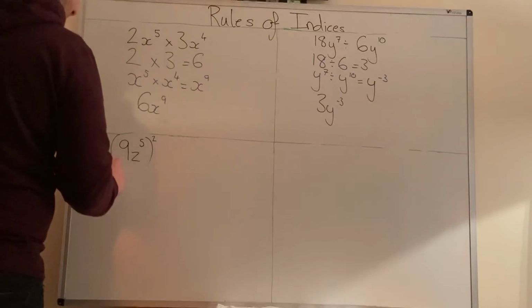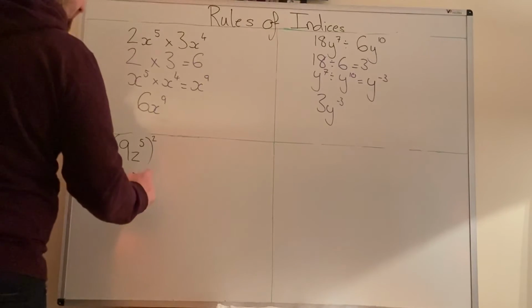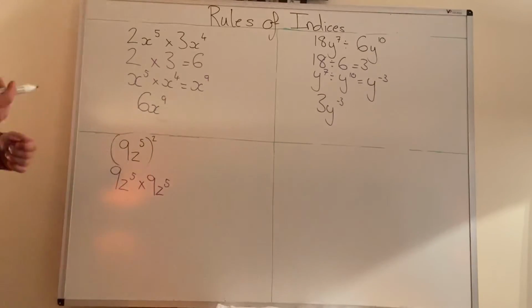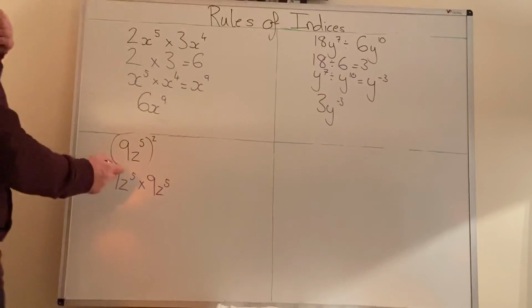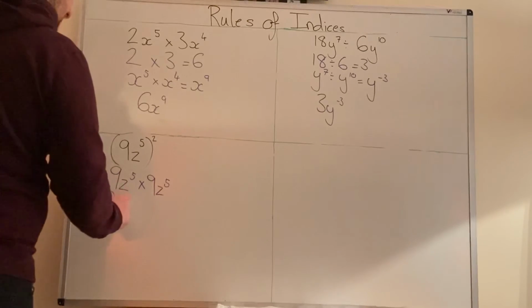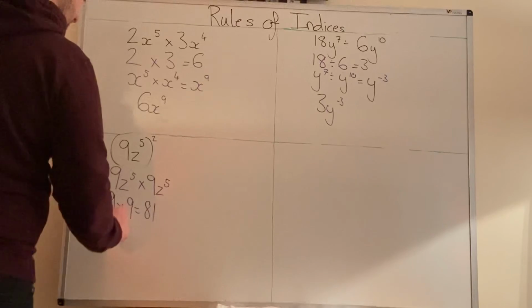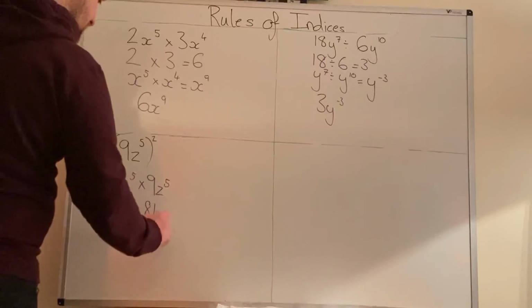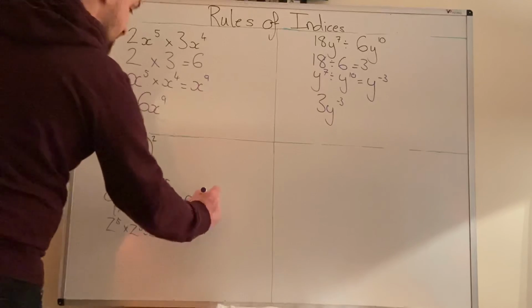Next one then, what we have here is we've got 9z to the power of 5 times by 9z to the power of 5. That's what squared means. We all know that. If something's squared, it's multiplied by itself. Okay? And then this looks exactly the same as that. So we'd have 9 times by 9 equals 81. Z to the power of 5 times by z to the power of 5 is z to the power of 10. So you'd have 81z to the power of 10.